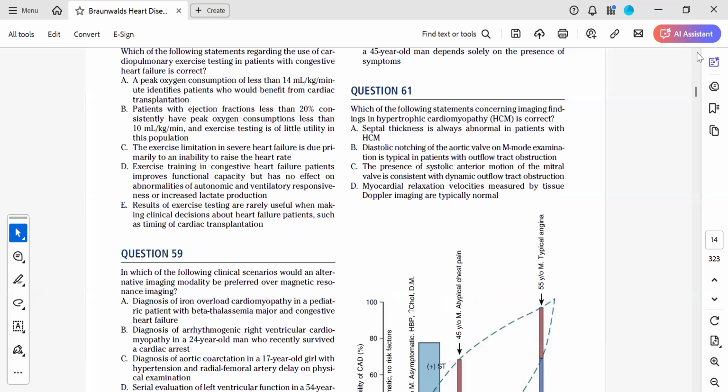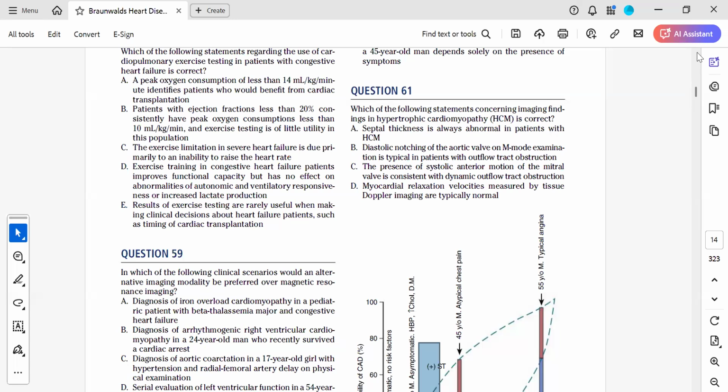Question 61 says, which of the following statements concerning imaging findings in hypertrophic cardiomyopathy is correct? The question is talking about imaging in hypertrophic cardiomyopathy. So the imaging would include transthoracic echocardiography, transesophageal echocardiography, cardiac magnetic resonance imaging. So the common one we usually do is a transthoracic echocardiography to make a diagnosis of hypertrophic cardiomyopathy.